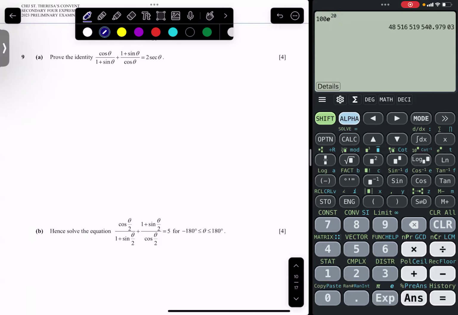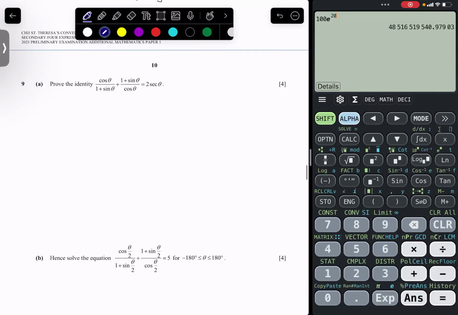Question 9a. Prove the identity cos theta over 1 plus sin theta plus 1 plus sin theta over cos theta equals 2 secant theta. This looks easy, right? Some observations we can make: left hand side has 2 terms, right hand side has 1 term. So the thought process is to just cross multiply on the left hand side.